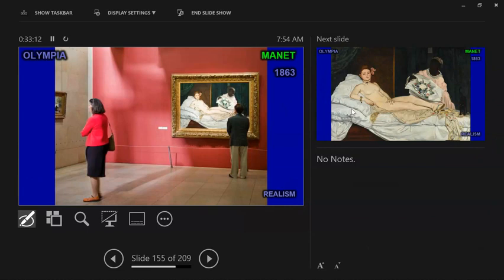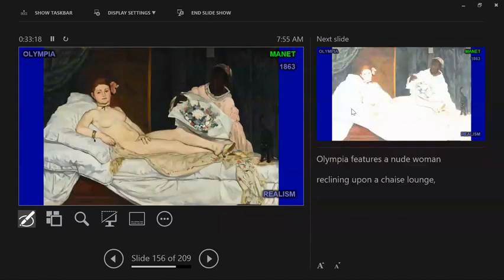Moving on, we're going to go to Olympia. This picture shows you how large Olympia is, the painting. And so here is our painting of Olympia. It features a nude woman reclining on a chaise lounge. And what else besides the nude woman and the furniture is in the picture? All right, there's another woman, right? And do you see the cat? The black cat.